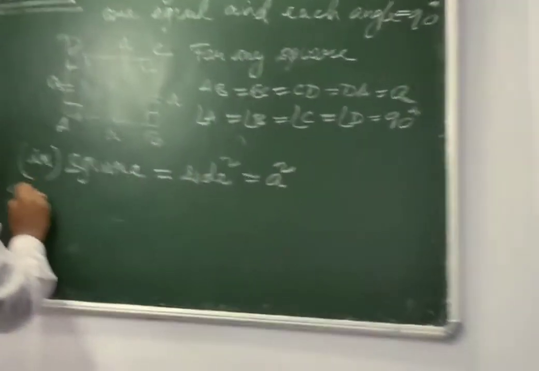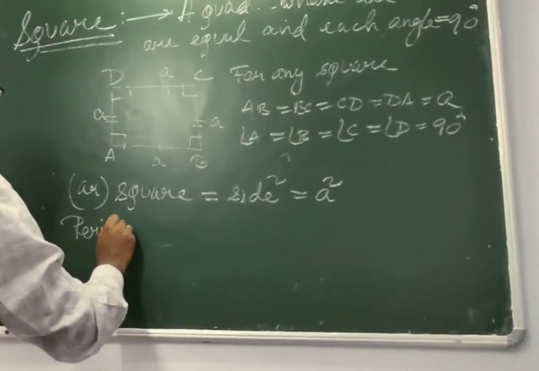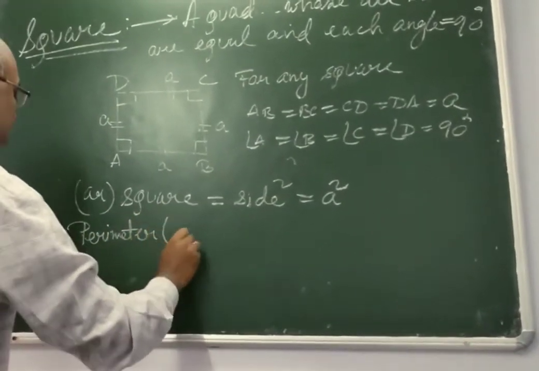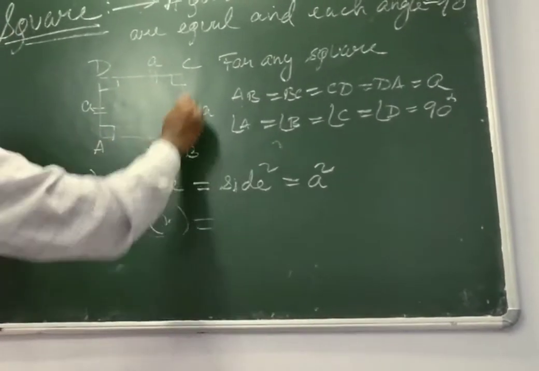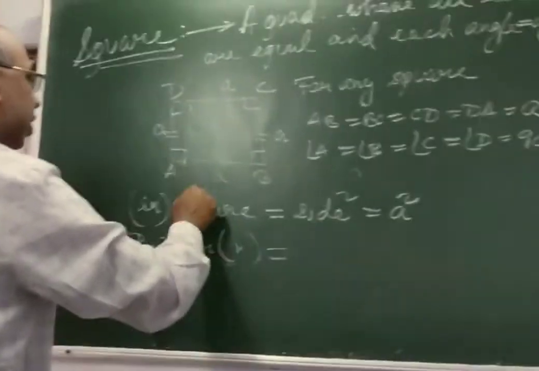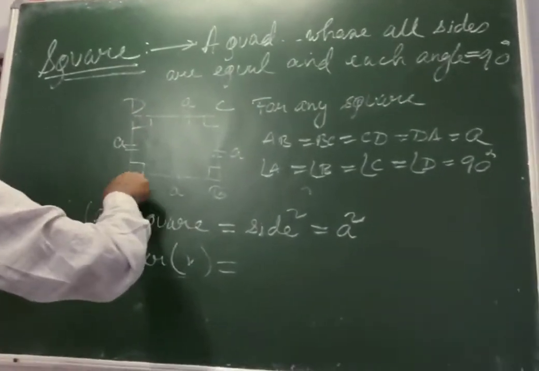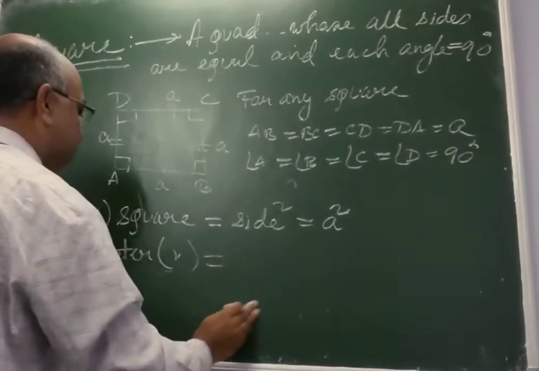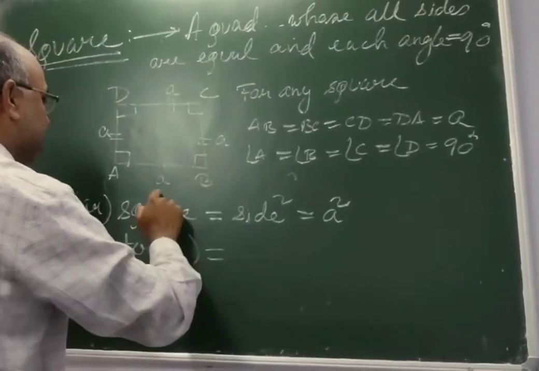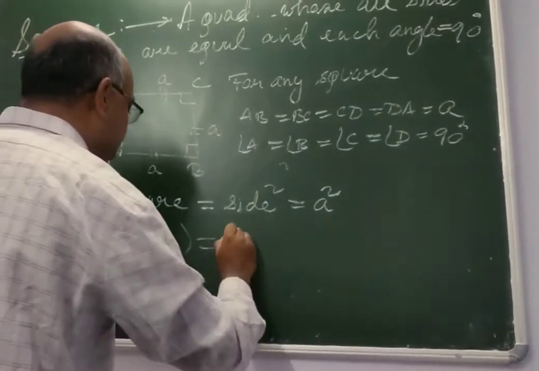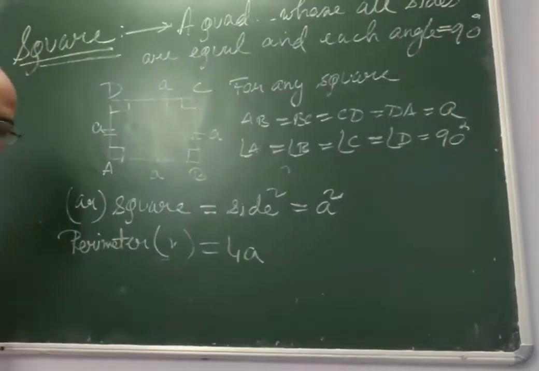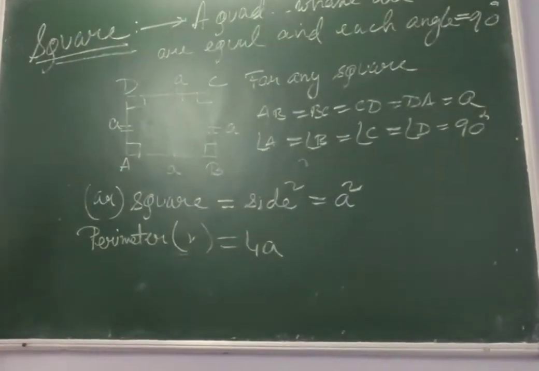And the perimeter of a square. Now what is perimeter? Perimeter means the length of the boundary. That means for any figure, the sum of all the sides is the perimeter. Always remember, sum of all the sides. So you add A plus A plus A plus A. How many A's are there? 4A. So the formula is 4A. So this is your square.